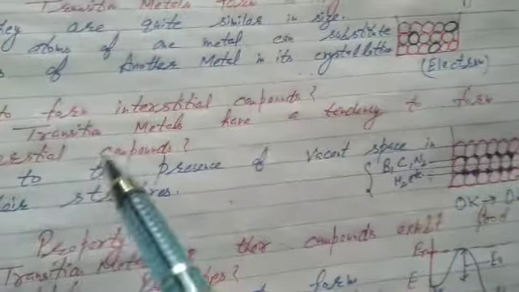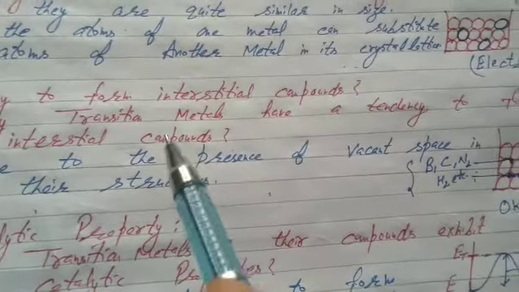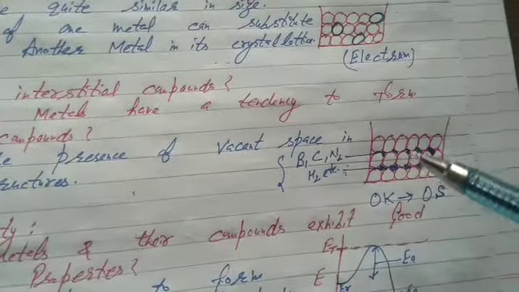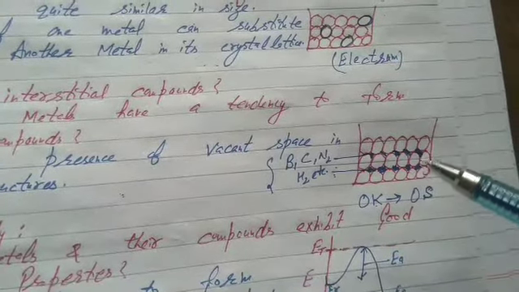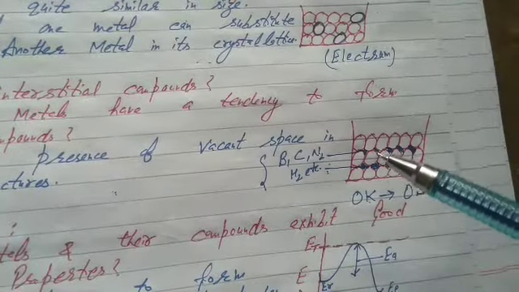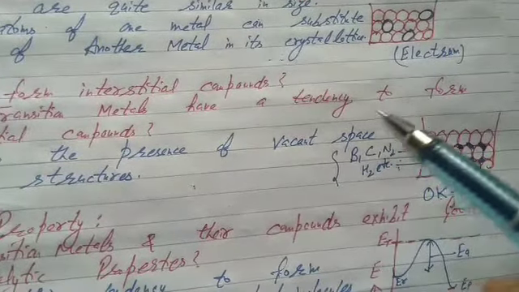Now please come to the question, why do transition metals have a tendency to form interstitial compounds? Again the same reason: due to the presence of vacant space in their structures. Due to the presence of free space in their structures, they can easily accommodate small non-metallic atoms, which leads to the formation of interstitial compounds.